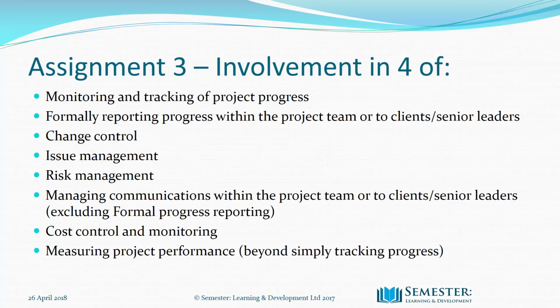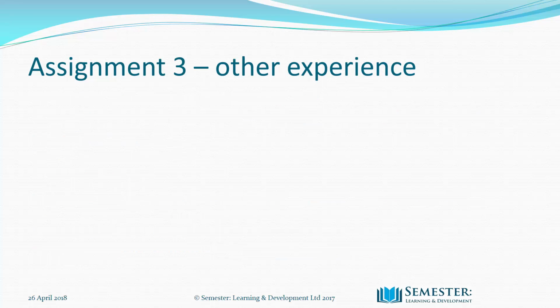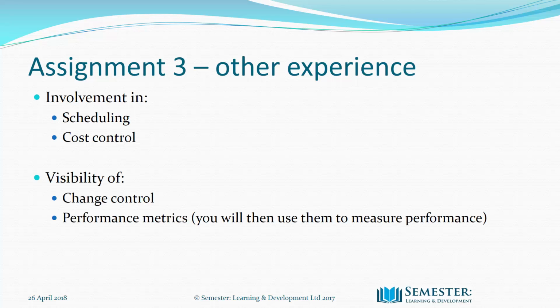In order to complete Assignment 3, you will need to be involved in at least 4 of these management processes. These span the life cycle of a project. In addition to 4 of those, you'll also have to be involved in the scheduling and the cost control for the project, as well as also having visibility of change control and some performance metrics. These are measurements that you will then use to assess the performance of the project.